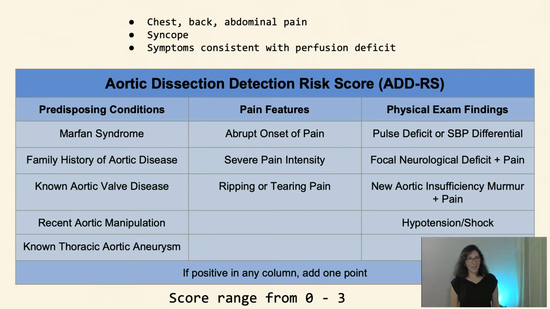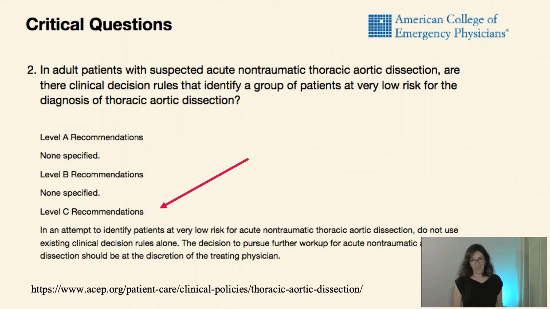patients? You should also probably be completely terrified that 4% of dissections had a score of 0, because that's really scary. So are we really comfortable with the sensitivity of this score, and is it even clinically useful? ACEP didn't really think so either. So with a level C recommendation in those 2015 guidelines, they advise that you not attempt to identify very low risk patients using clinical decision rules alone.